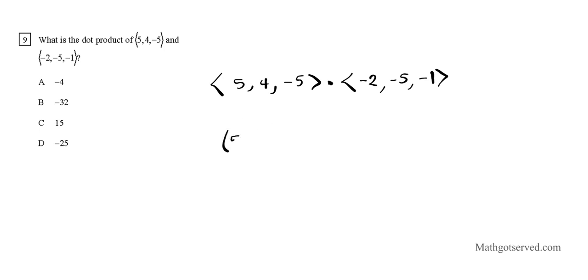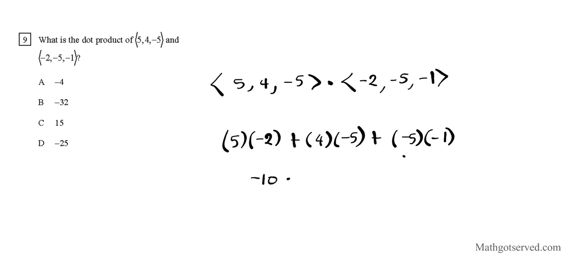So we're going to go 5 times negative 2, that's the product of the x's, plus 4 times negative 5, that's the product of the y's, plus negative 5 times negative 1, that's the product of the z's. Let's work this out. We have negative 10 minus 20, and negative 1 times negative 5 is positive 5. So minus 30 plus 5 equals negative 25. So the answer is option D.